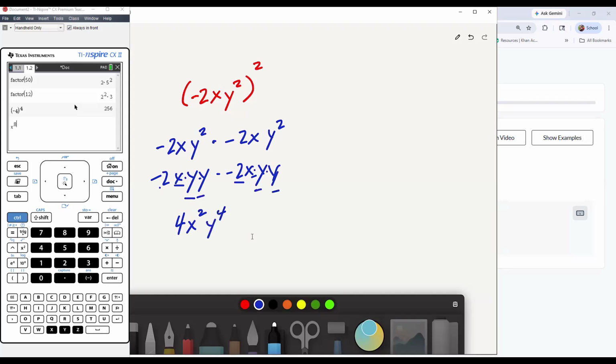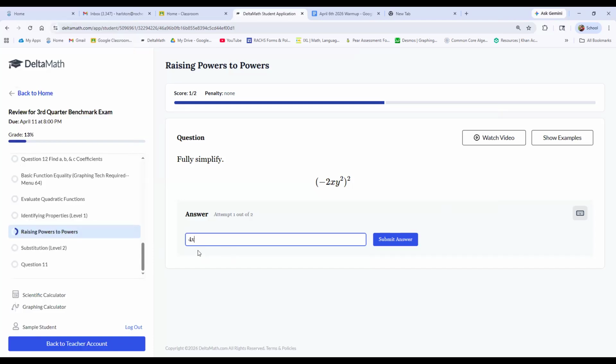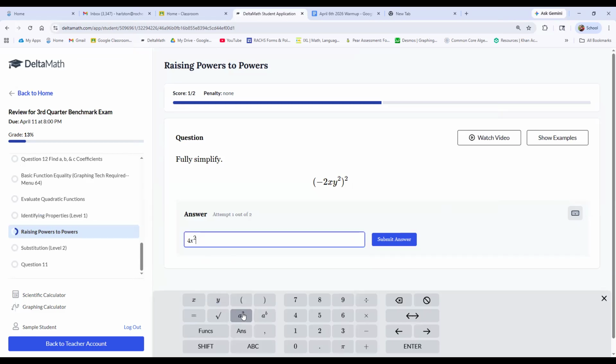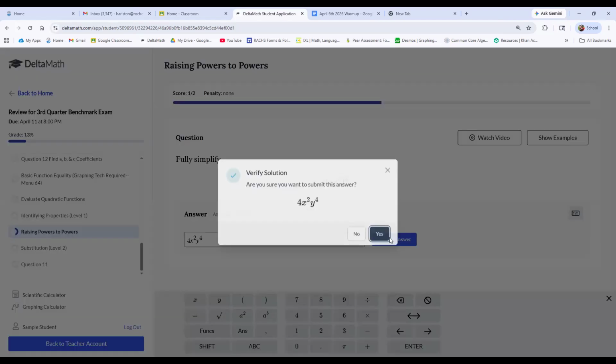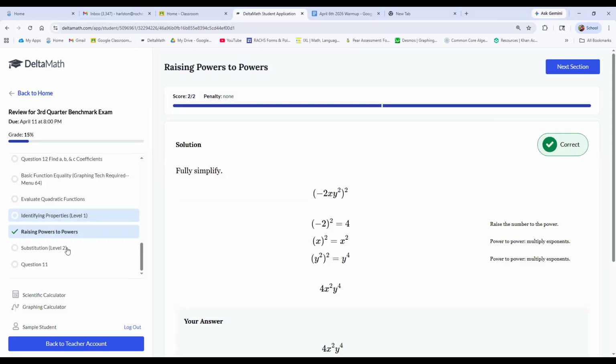So it's going to be 4 x squared. I keep doing that. I need to get rid of this because it keeps throwing me off. It's x squared. And then it was y to the 4th.